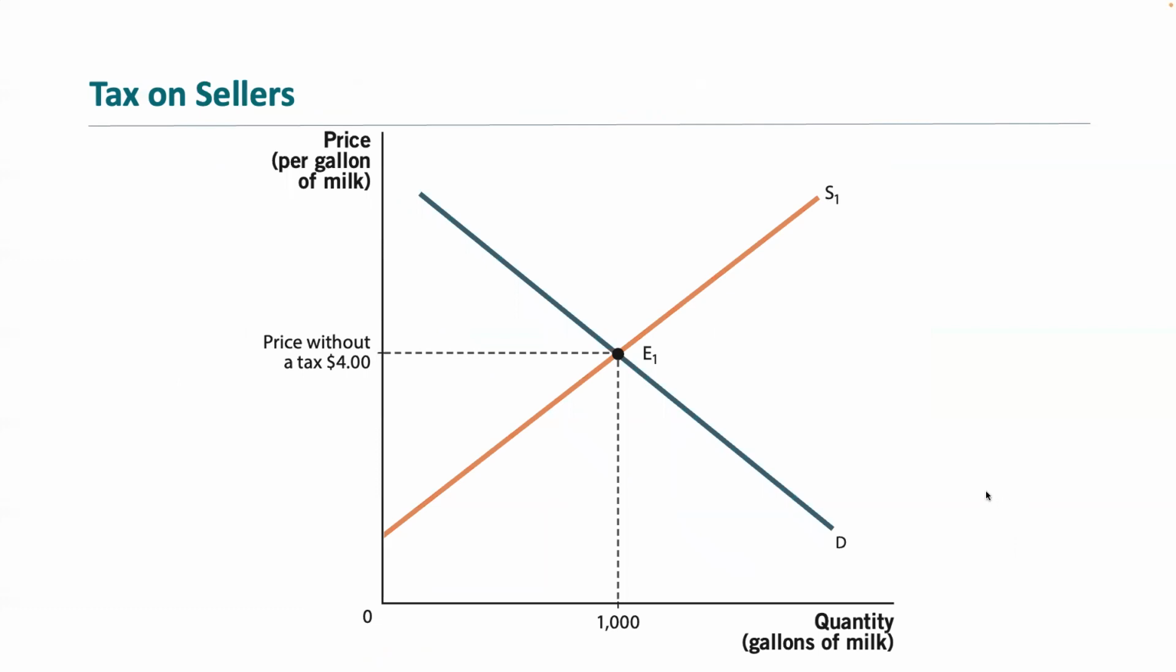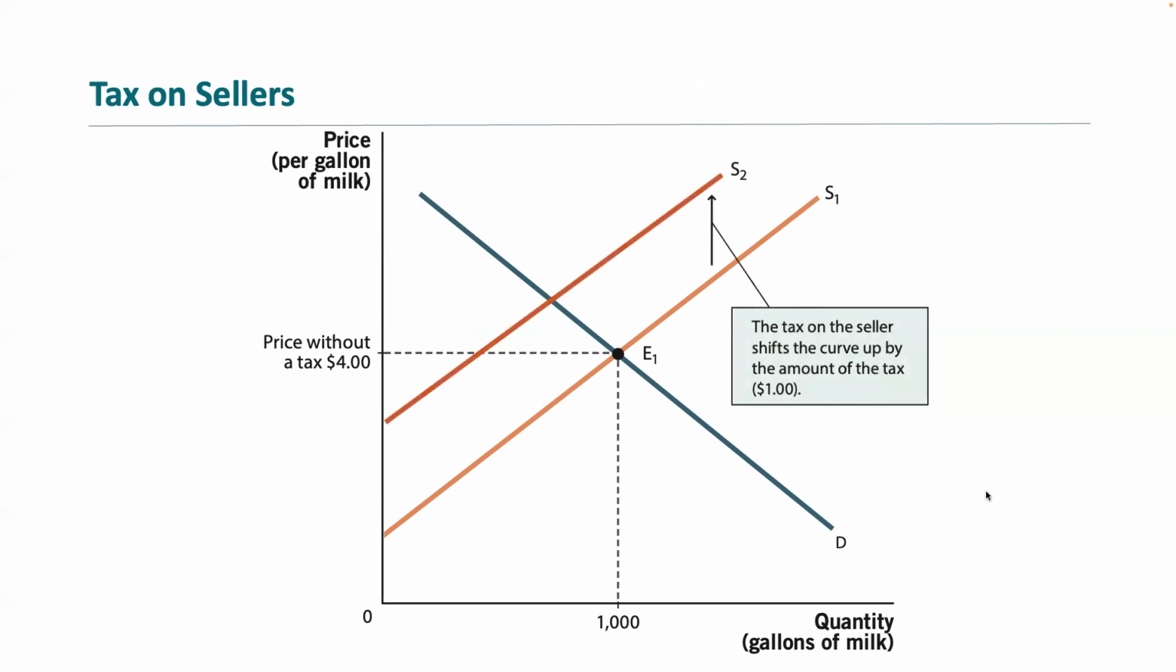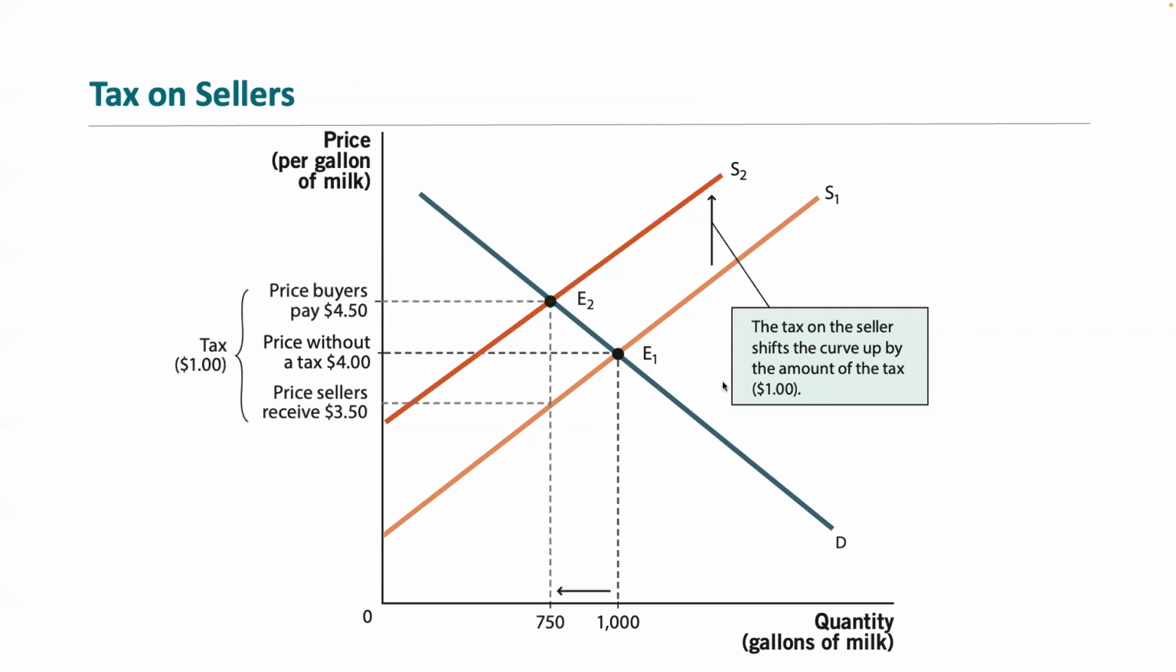Now we're looking at it from the seller's point of view. Without the tax, the price is $4 and the quantity is 1,000 gallons. You can see here that when the seller is taxed, it shifts the supply curve and it's going to go up by the amount of the tax. So from E1 up to this new price that goes up by $1, which is E2. And you can see here that because the price that buyers are paying has now gone up to $4.50, sellers are only receiving $3.50. Because sellers are receiving less, they're going to scale back supply from 1,000 gallons down to 750. In this case, the tax incidence is still $1, because the price without tax would be $4 and buyers are paying $4.50, but there's still not that particular supply available.